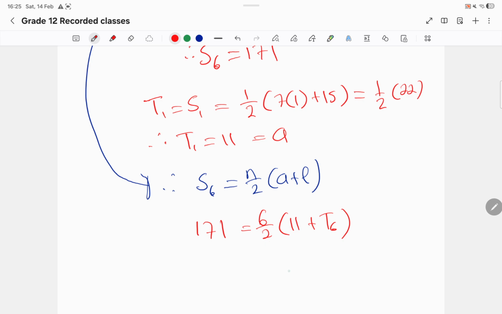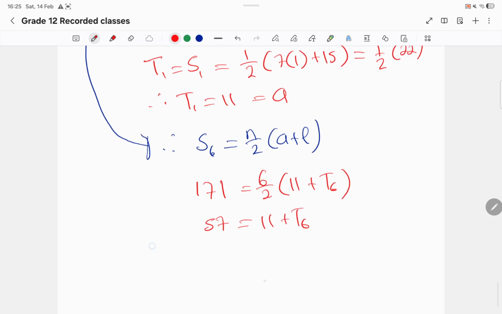So here you're going to get 171 equals 3 into (11 plus T6). Let me just do it the way I want. I'm going to take this to this side and divide 171 by 6 over 2. I'm going to get 57 equals 11 plus T6. Therefore, your T6 is 46, and there you get your T6.